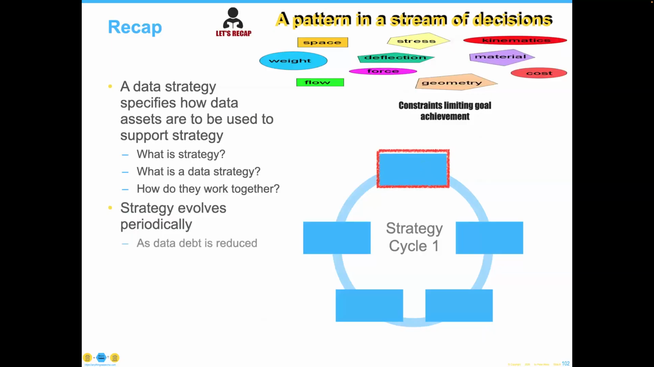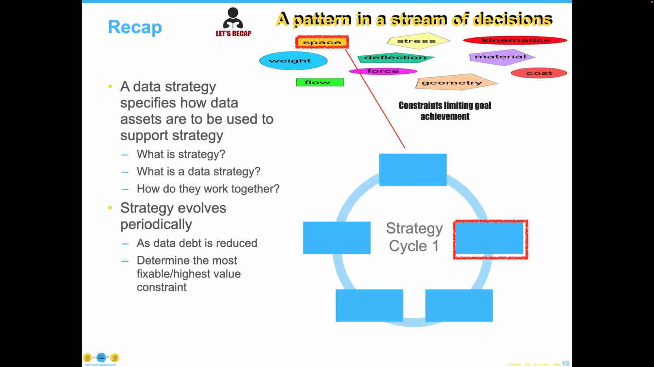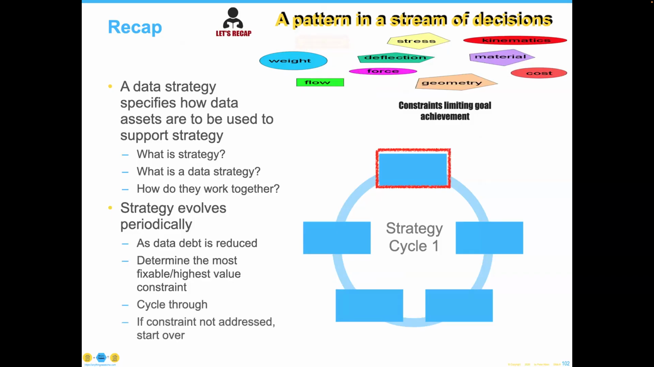So what should we be doing? Strategy evolves periodically. I get space, just like we did before, and I'm going to go around the strategy cycle in order to address it. And if it's addressed, we can come back out of that and then look at the next one. When the data debt gets reduced, we can certainly cycle through and work on the next phase.